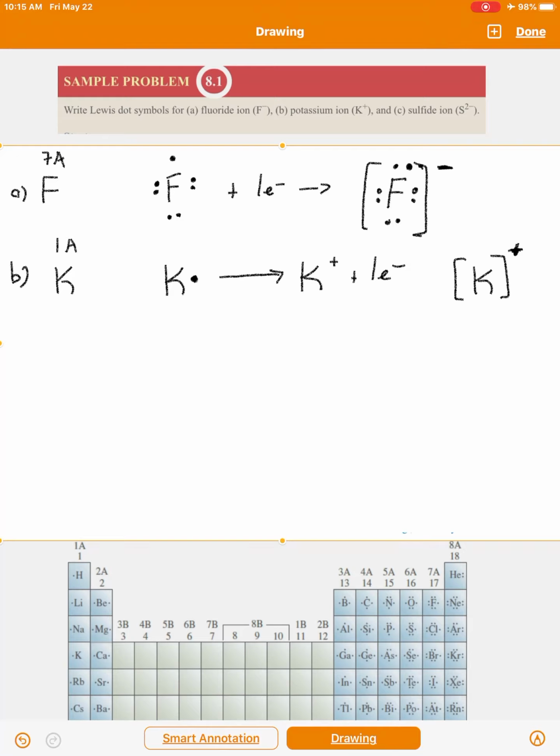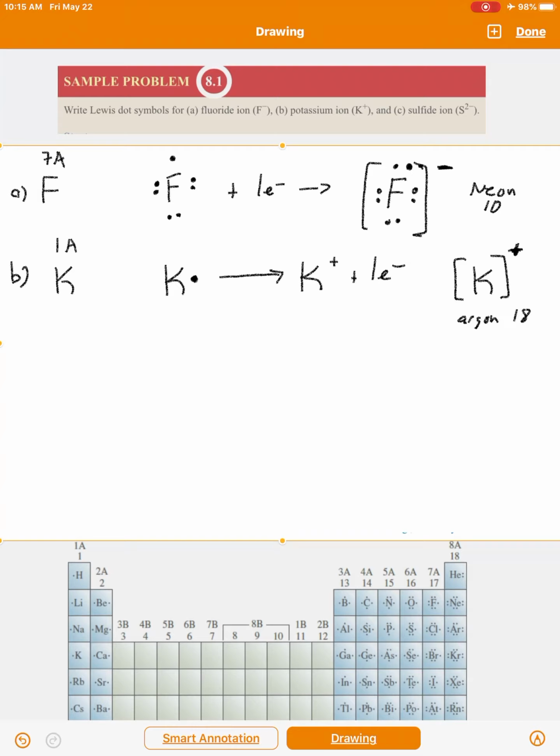So it becomes isoelectronic. The question doesn't ask for this, but this becomes isoelectronic with argon, whereas the fluoride ion became isoelectronic with neon, which is element number 10. This would be argon, element number 18.